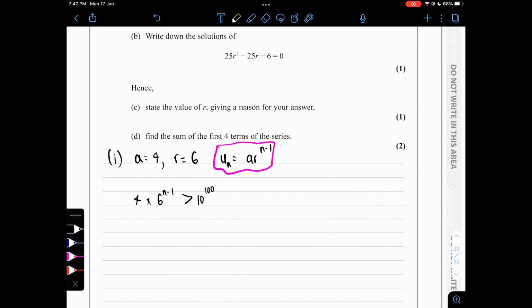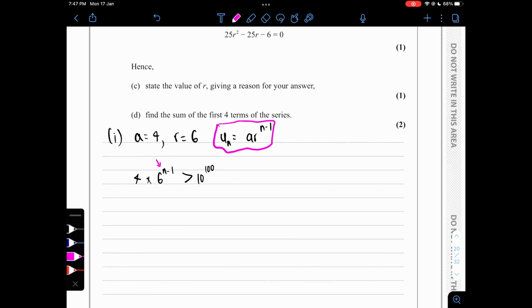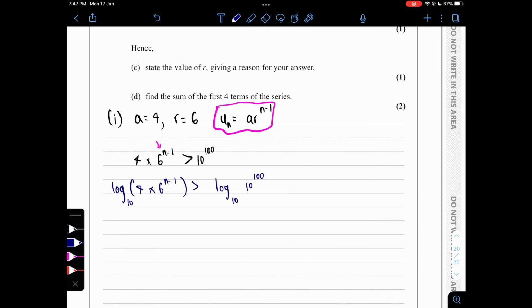So how do we get this n? We have to log both sides, right? So let's log both sides. Log of 4 times 6 to the power n minus 1 is greater than log of 10 to the power 100. This is also base 10, by the way. Log base 10. By default, when you put it in the calculator, log is base 10, but you can also change it yourself.